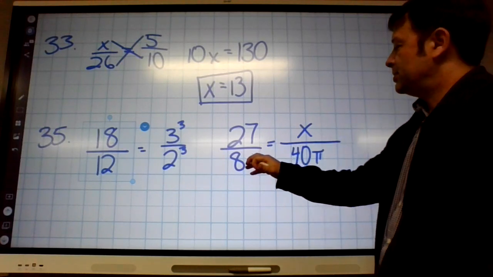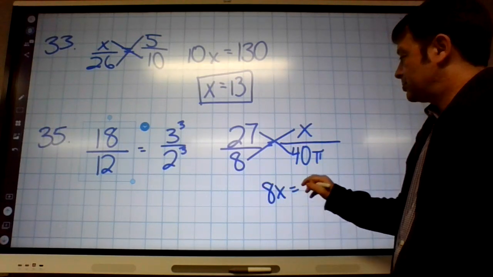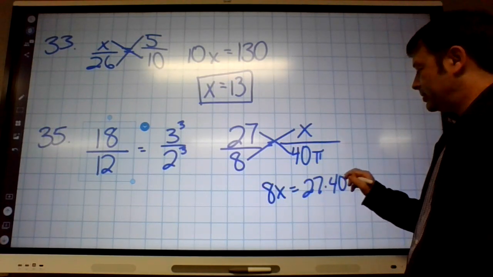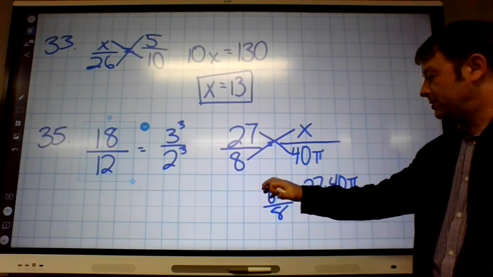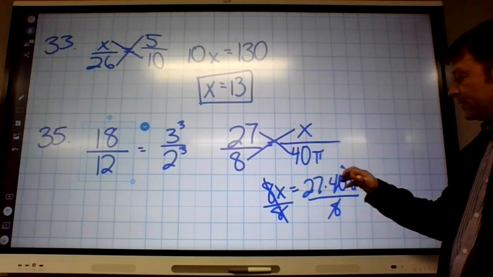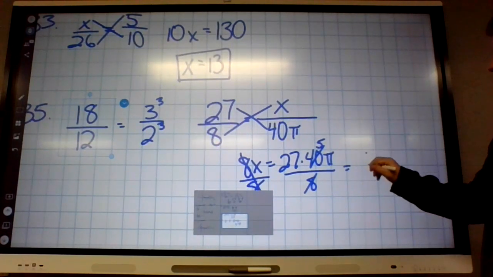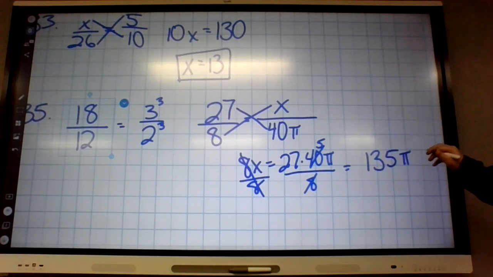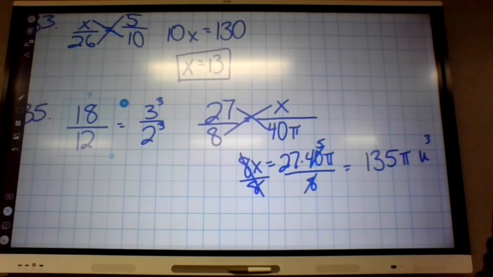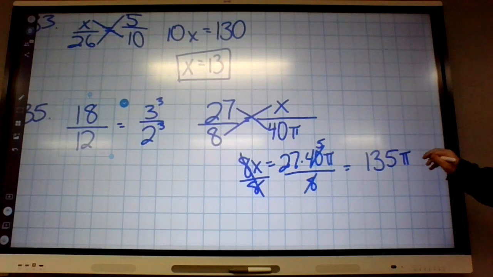All right, so 8x equals 27 times 40 pi. So we have to divide by 8. You can kind of cheat on this because 40 and 8 reduce to 5. So 27 times 5 is 135 pi. Did they give us a measurement? Oh, they said inches. Inches cubed.